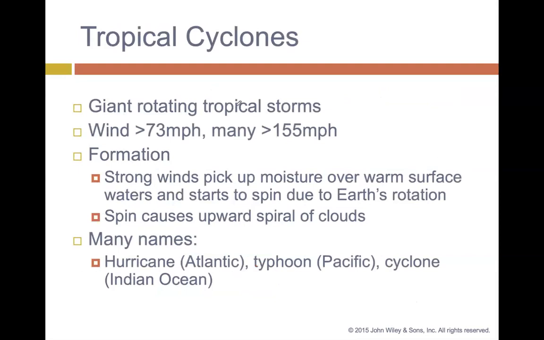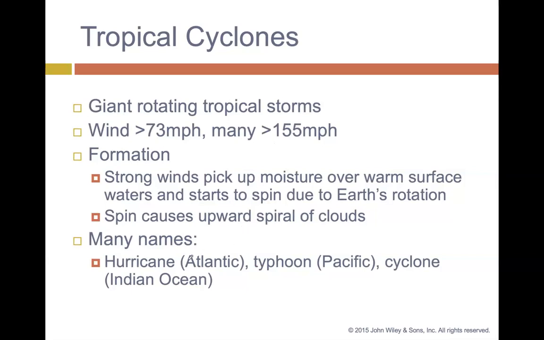Tropical cyclones are giant rotating tropical storms where the wind can be from 73 miles per hour to as much as 155 miles per hour. These form when strong winds pick up moisture over the warm surface waters and then start to spin. Due to Earth's rotation, the spin causes an upward cycle of clouds.